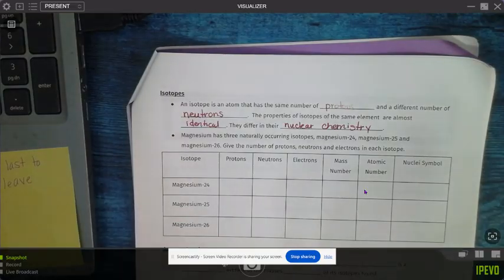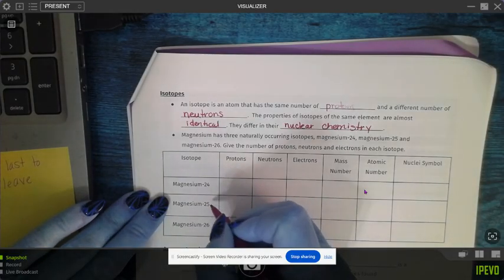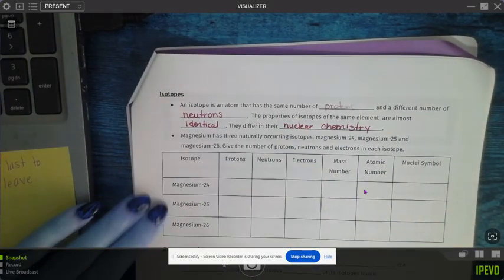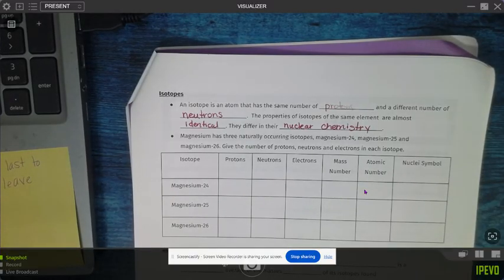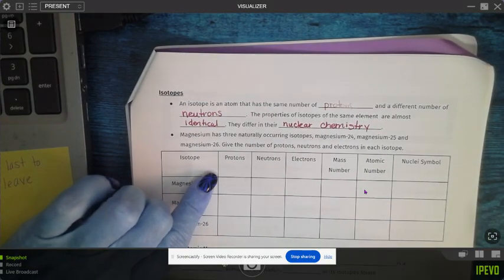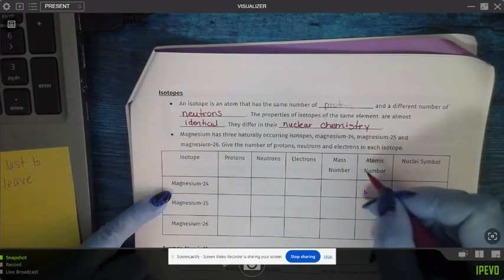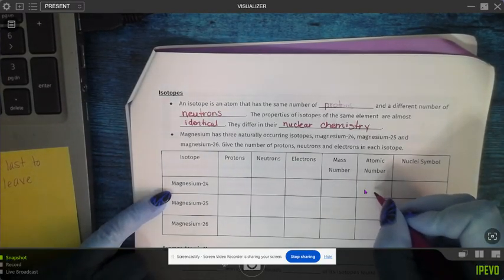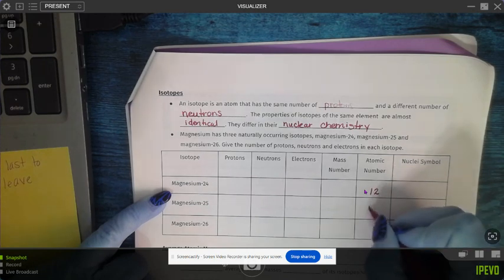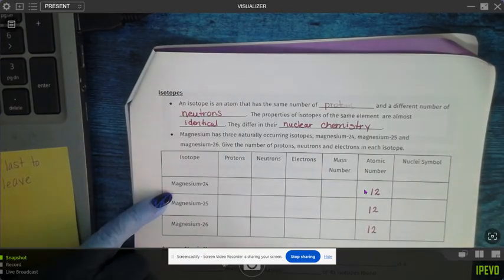All right, so here's an example. We've got the three isotopes of magnesium. Okay, we've got magnesium 24, 25, and 26. So the first thing that you have to do is look at your periodic table and figure out what the mass number, atomic number for the different isotopes is. So we know atomic number, so magnesium is element number 12, okay?